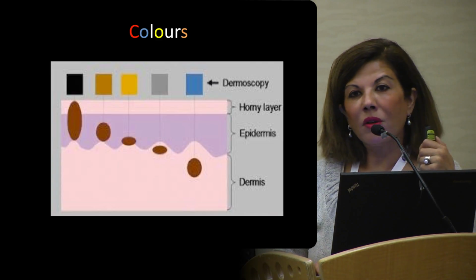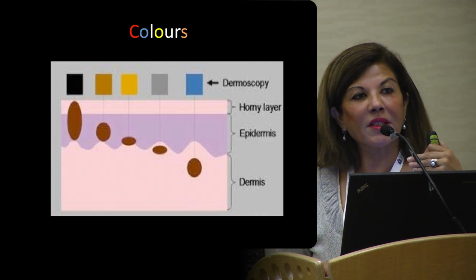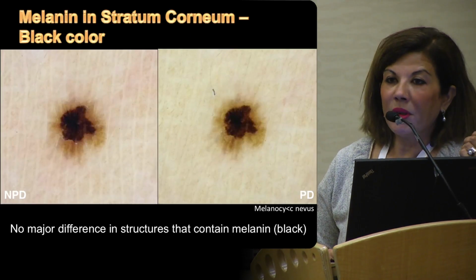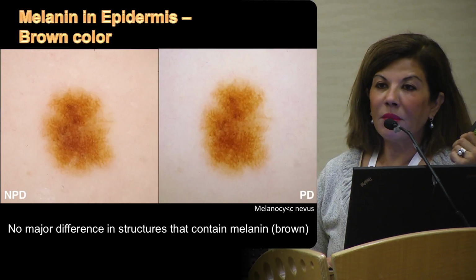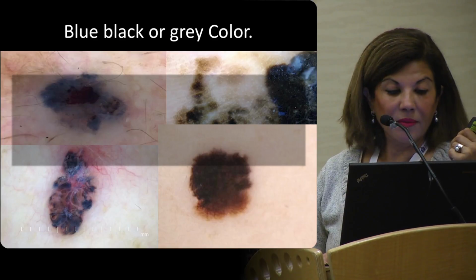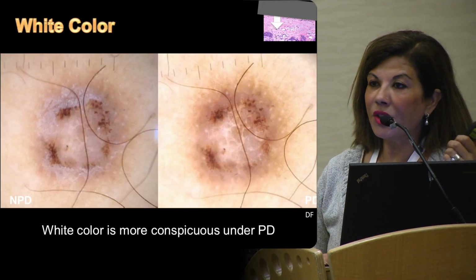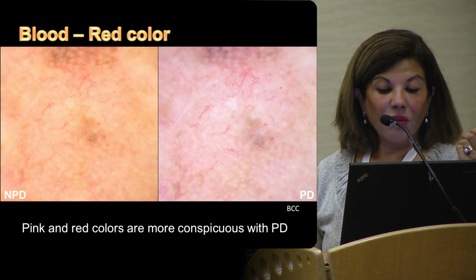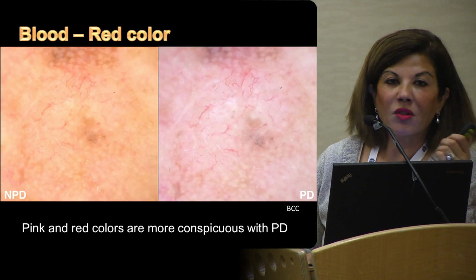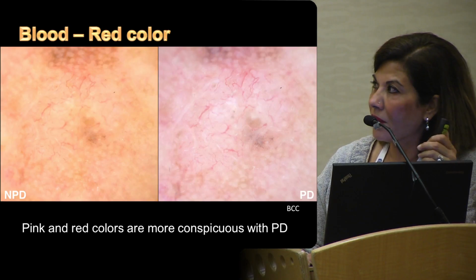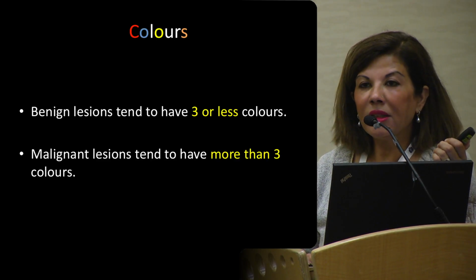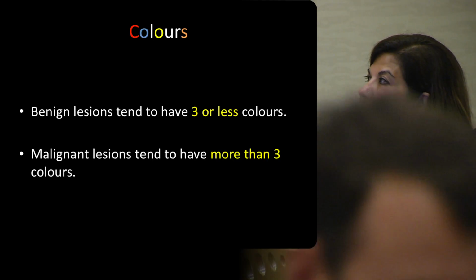The presence of pigment or melanin at various depths in the skin shows up as a different color when seen with the dermatoscope. For instance, melanin in the stratum corneum appears black, melanin in the epidermis appears brown, blue, black, or gray color is due to melanin in the upper dermis, and white is due to altered collagen seen in the deeper dermis, and red is due to blood vessels. The NPD and PD just stand for non-polarized dermoscopy and polarized dermoscopy. So, typically benign lesions tend to have less than 3 colors, and malignant lesions tend to have more than 3 colors.